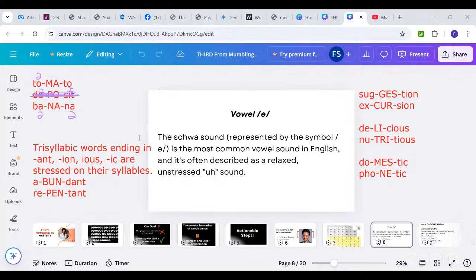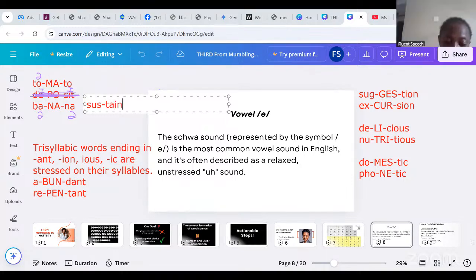Okay. There was a word I said, sustainable. Though I don't think it's part of the categories you told us. Sustainable. Now that ends with BLE. Where would the stress syllable be? Okay, ma'am. Sustainable.